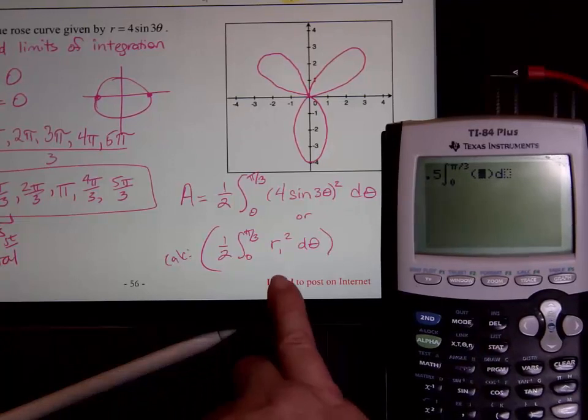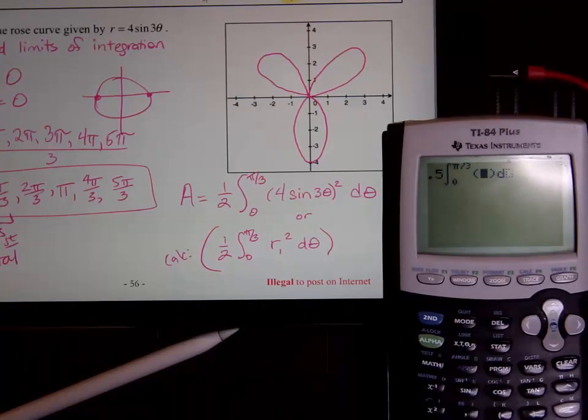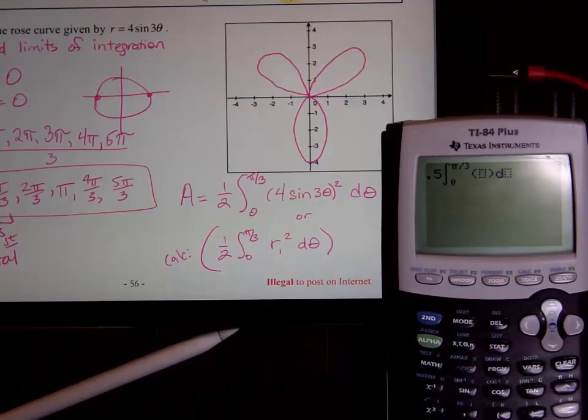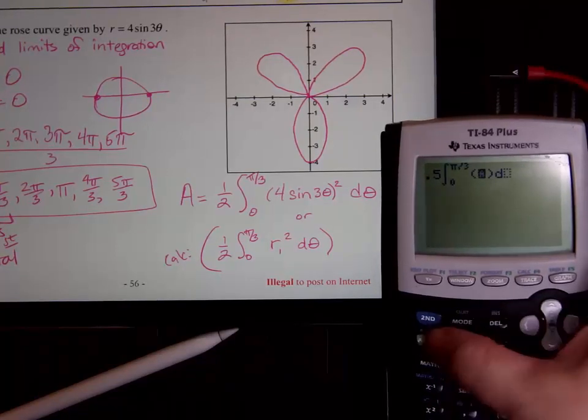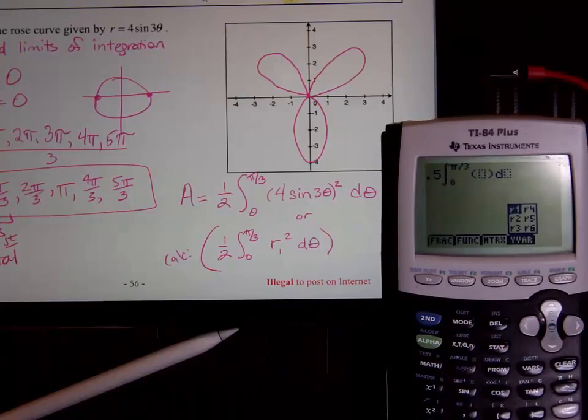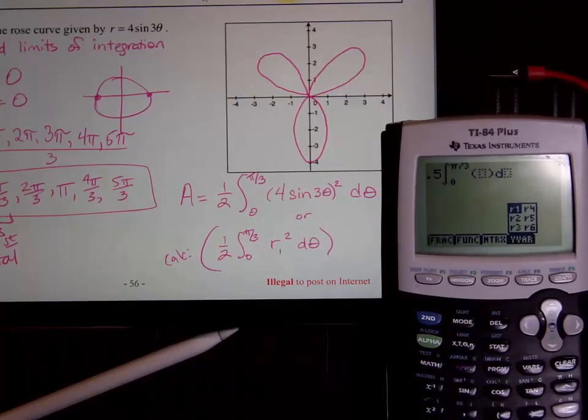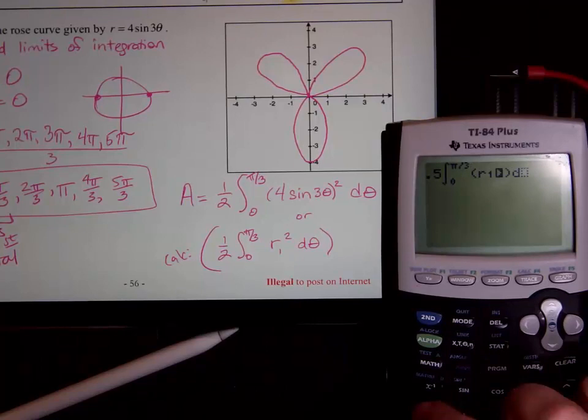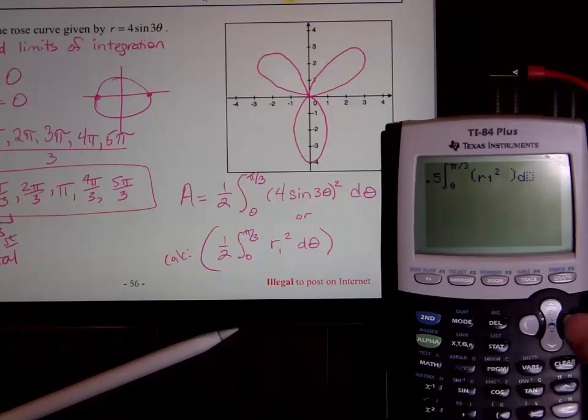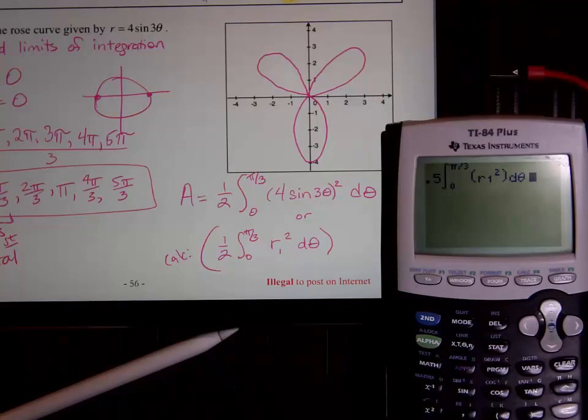If you want to do the r's, you push what you used to push to get y1. What are the buttons you push to get y1? Alpha and trace, and there's r1. Do you see that? We already put the equation in r1, so put r1 and then push the x squared key, d theta. Now when you push the x, it'll give you the theta like it needs to be. Okay? Push enter, and there's your area.